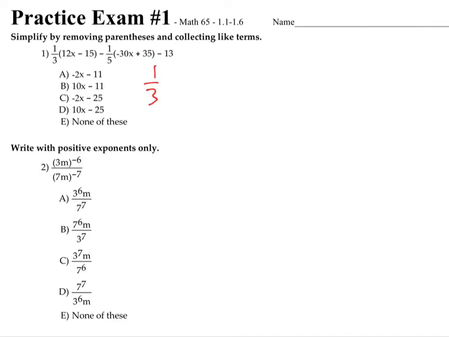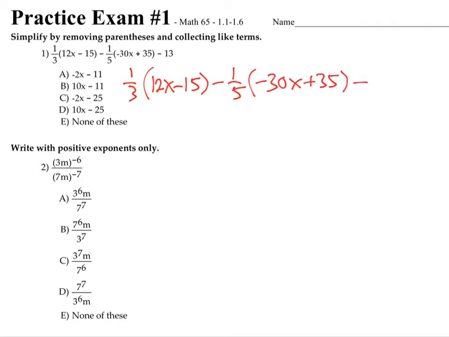So 1/3, I don't know if there's enough room to make it much bigger. 1/3, 12x minus 15 minus 1/5, minus 30x plus 35 minus 13. Okay, there we go. All right, so what do they say? They say simplify by removing parentheses and collecting like terms. So we need to simplify this thing. So what are we going to do to simplify this thing?